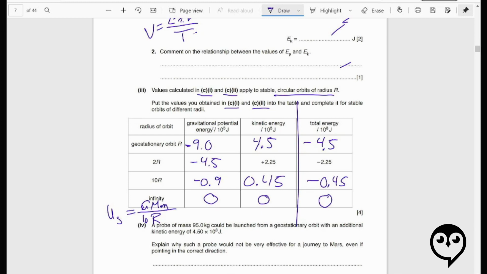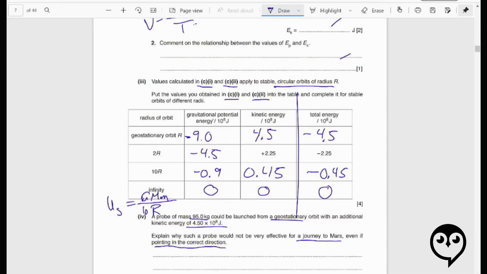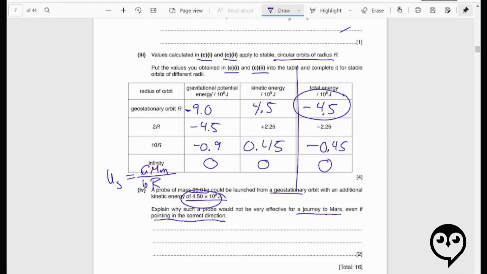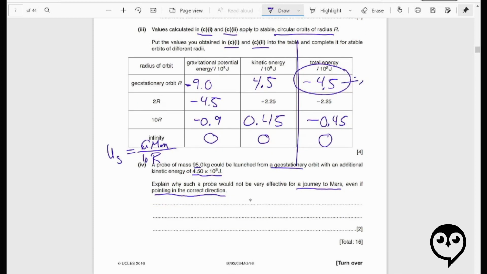How does that sound? Moving on, a probe could be launched to geostationary orbit with additional kinetic energy. Why would such a probe not be very effective for a journey to Mars, even if plotting the correct direction? Well, look at that number there, it is the same as this number here. That 95 kilograms was mentioned at the beginning of the question. So even if we had just enough energy to get away out of the pole of Earth, I don't think we're going to have enough energy to make it even on the way into Mars.